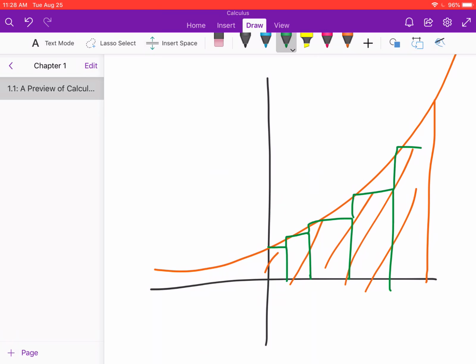And just like with differential calculus, we kept going until we were so close together that it was essentially a tangent line. What we're going to do is make these rectangles smaller and smaller and smaller until we're so close that we're accurate. And that's how we're going to find areas using integral calculus. So that's my introduction.